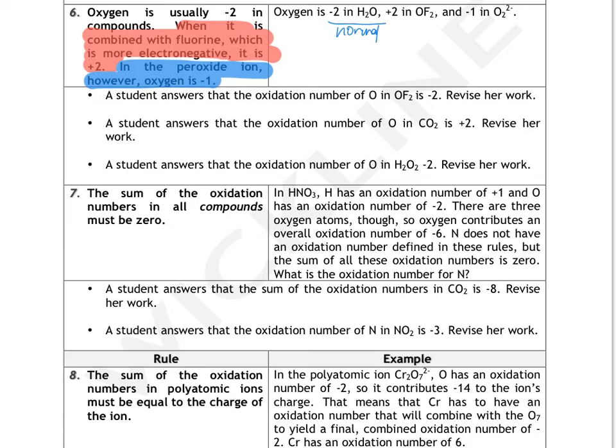But it's +2 in OF2, and that's because the oxygen is +2, whereas the fluorines are -1. So 2 times -1 is -2, and the oxygen would have to be +2. And then lastly, in the peroxide ion, which is this guy, oxygen is going to be -1 because you need to have 2 of them, which is this 2, to add up to a total of -2.